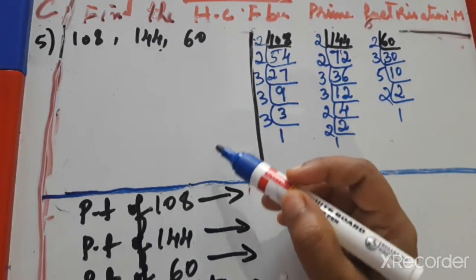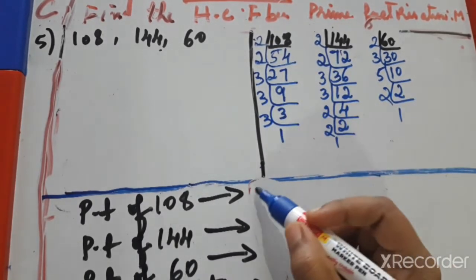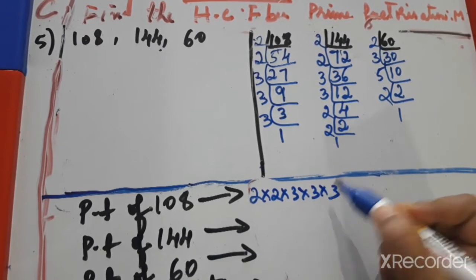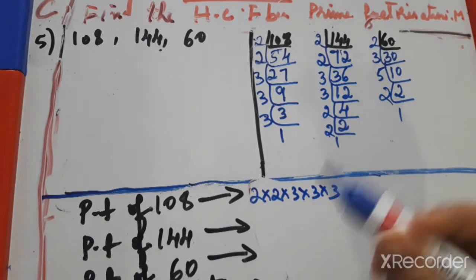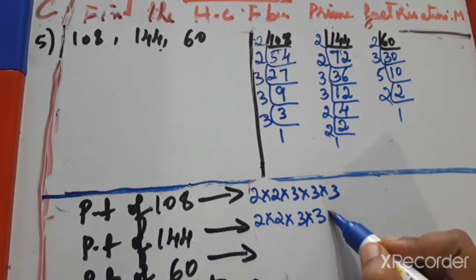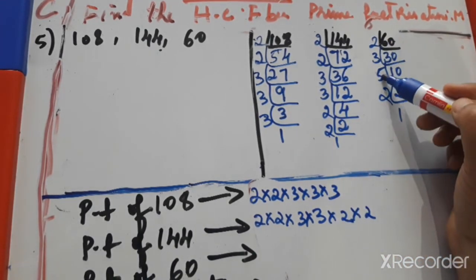Now the prime factors of 108 are 2 into 2 into 3 into 3 into 3. Prime factor of 144 is 2 into 2 into 3 into 3 into 2 into 2. Prime factor of 60 is 2 into 3 into 5 into 2.